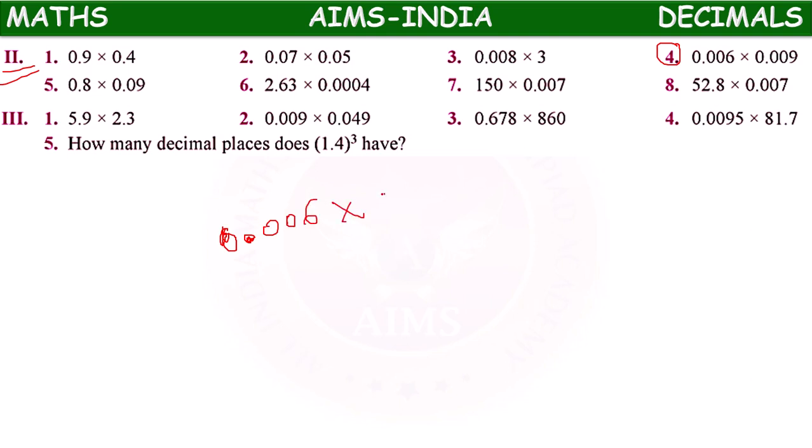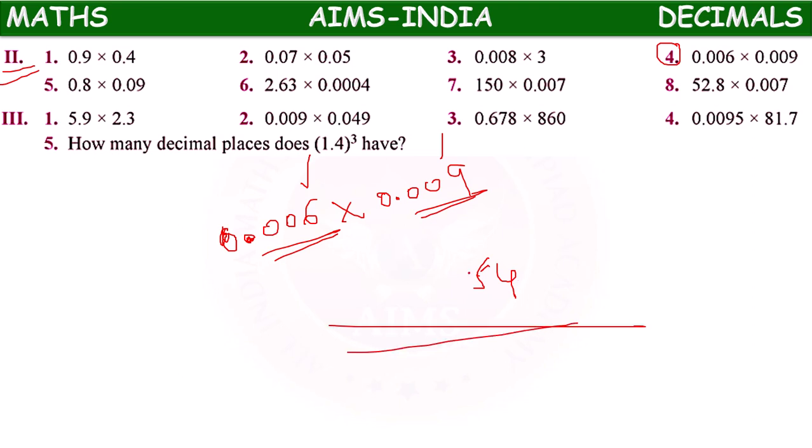0.006 into 0.009. Suppose without decimal points, if we assume them as numerals, here we have 6 and here we have 9. So 6 times 9 is 54. Mentally we multiply 6 into 9, 54. But here there are 3 decimal places, and here 3 decimal places. In the product, we need 6 decimal places. So we can keep 4 zeros here: 1, 2, 3, 4. Before the 6 decimal places, we can keep a point and write 0 point.